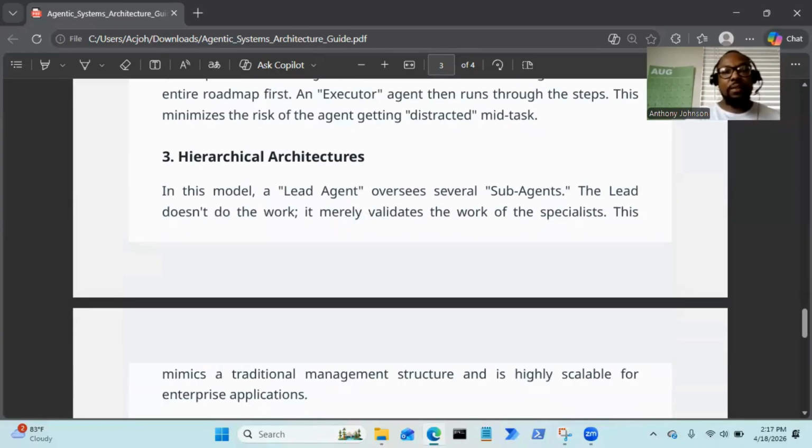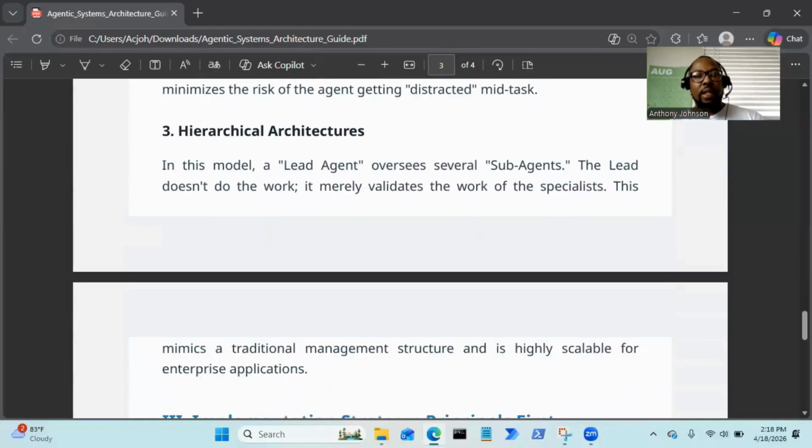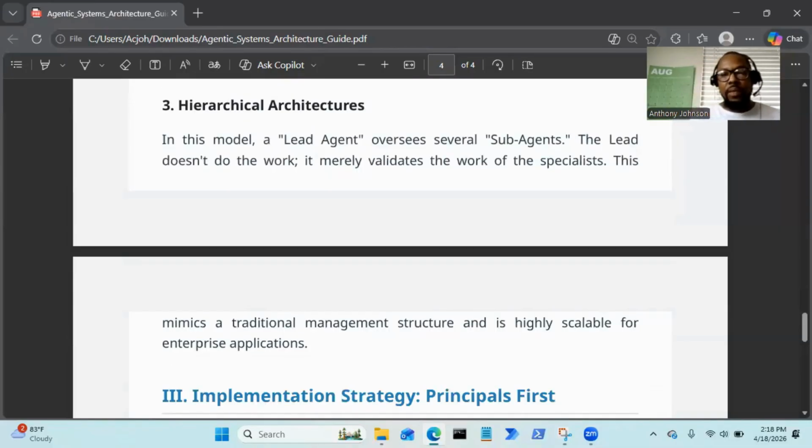Hierarchical architectures. In this model, a lead agent oversees several sub-agents. The lead doesn't do the work, it merely validates the work of the specialist. This mimics a traditional management structure and is highly scalable for enterprise applications. This reminds me of the org charts in a typical tech company where you have your data architect, your project manager, your product manager, your engineers, your QAs.